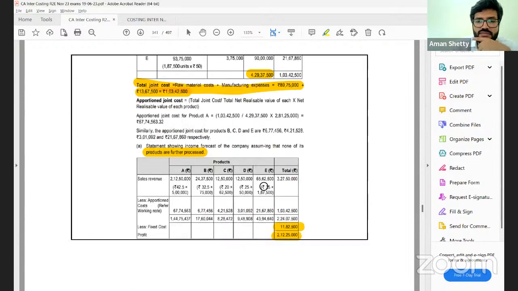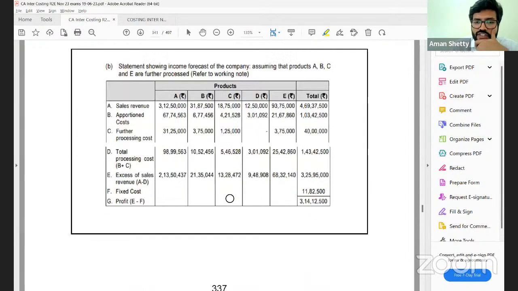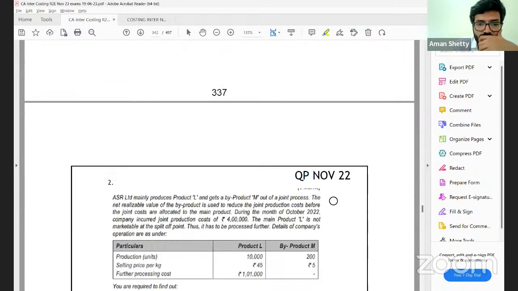Okay. So the same thing now. After further processing: sales value minus apportioned cost minus further processing cost, we'll get total processing cost, and then excess of sales revenue. Then less fixed cost and then profit. Simple.